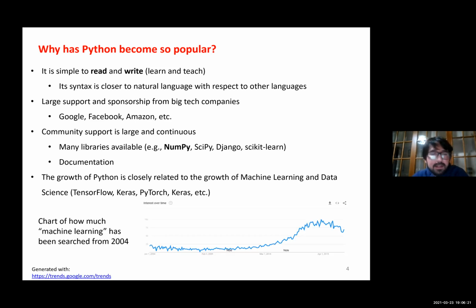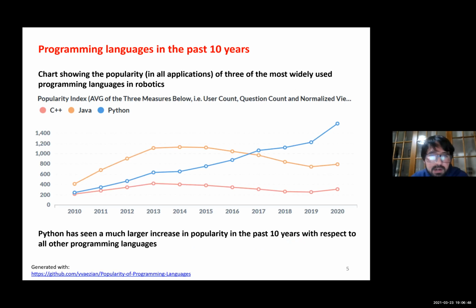And then we have a chart. I would like to show you a chart in which we see how many times machine learning was searched from 2004 up to, I think I made this like 1 month ago. And we see that from 2014, it started again to take off. And then if we go back to our initial graphic, we see that this roughly coincides with this point.